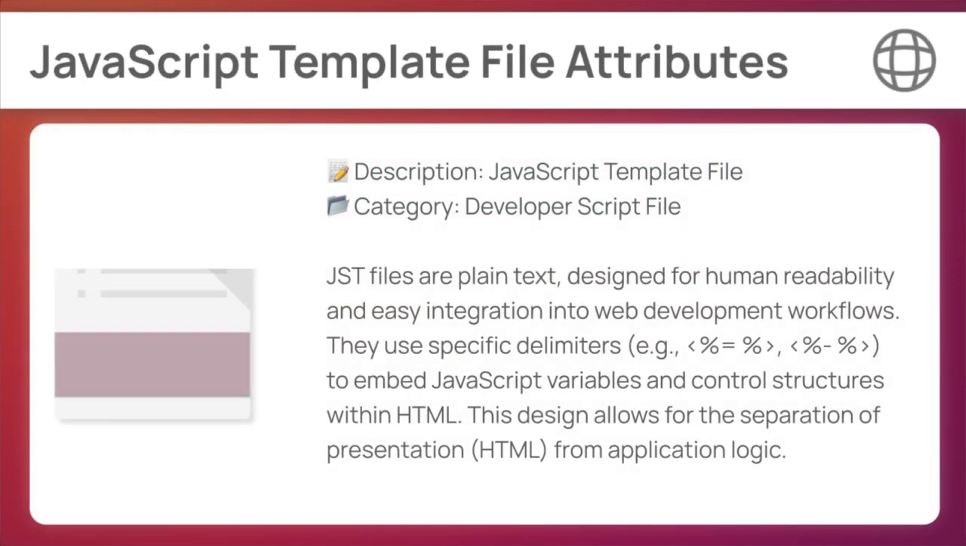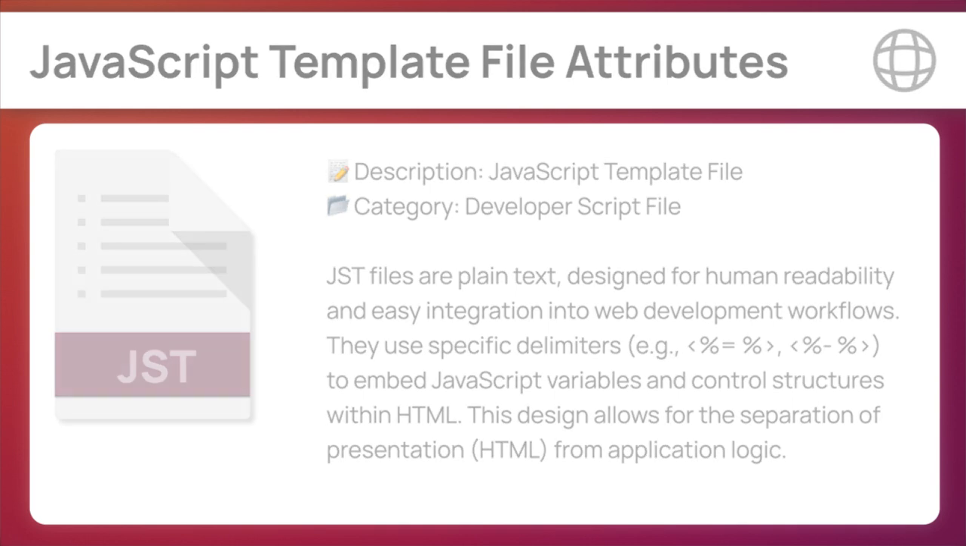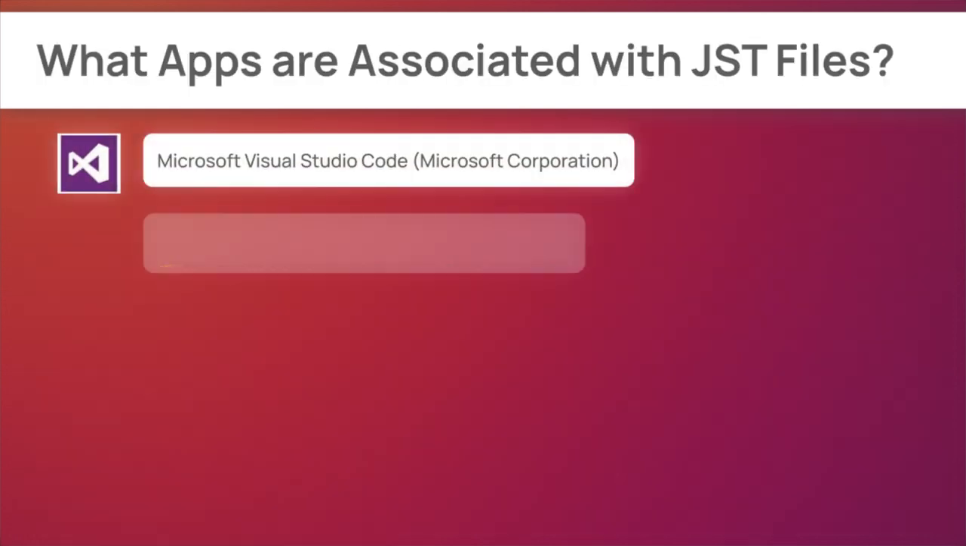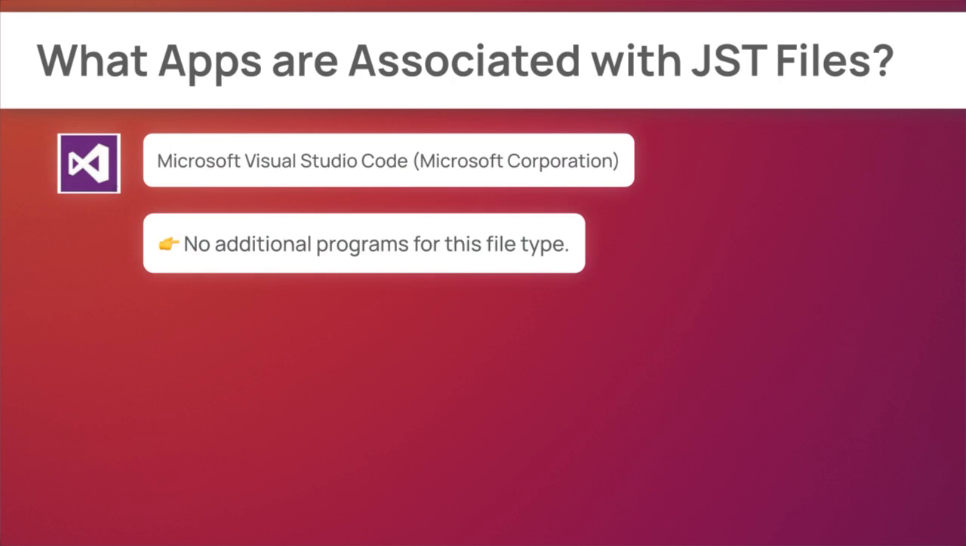JST files are plain text designed for human readability and easy integration into web development workflows. They use specific delimiters, e.g., <%= %>, <% %>, to embed JavaScript variables and control structures within HTML. This design allows for the separation of presentation, HTML, from application logic. To gain full access to JST, the application needed is Microsoft Visual Studio Code from Microsoft Corporation.